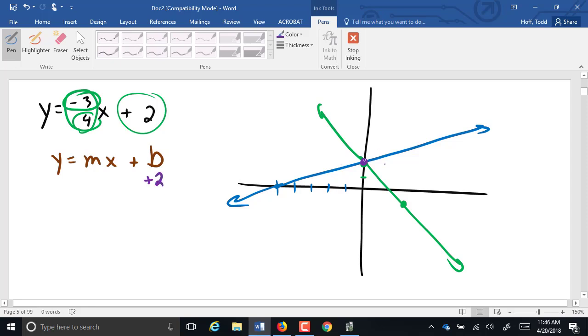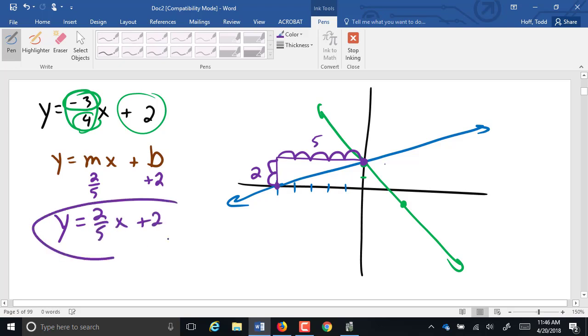Our slope, then we have to find another coordinate or another lattice point on our graph. We have this one back here. We've drawn a triangle to connect them. We can see we've gone up 2, so that's a rise of 2, and over 1, 2, 3, 4, 5. So a run of 5. That's the slope of 2/5. So we have y equals 2/5 x plus 2 is the equation of that blue line.